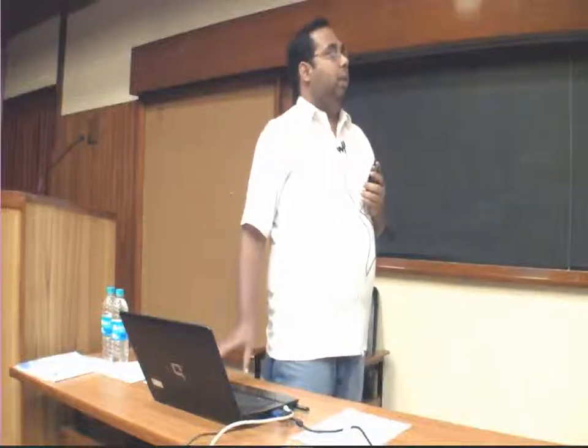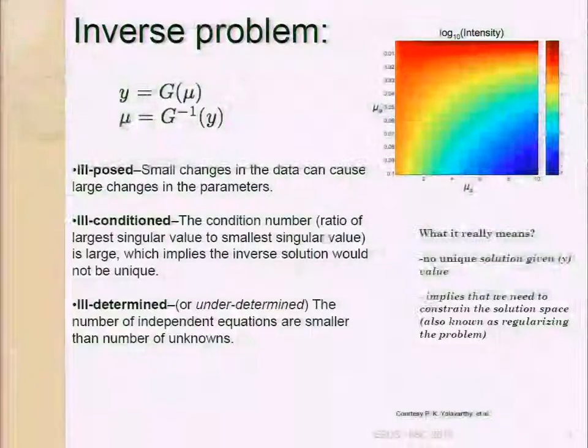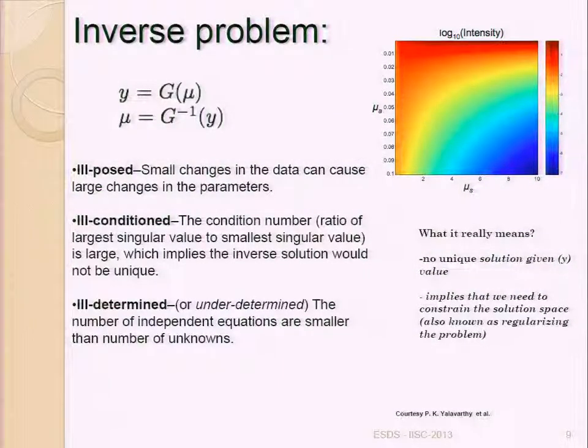Now, what is the inverse problem? If you know the boundary data y depends on the optical property mu, and G is the operator which operates on mu to give you the boundary data. But to get back mu, we just have to invert it. But this inversion is not simple. It is a nonlinear function.